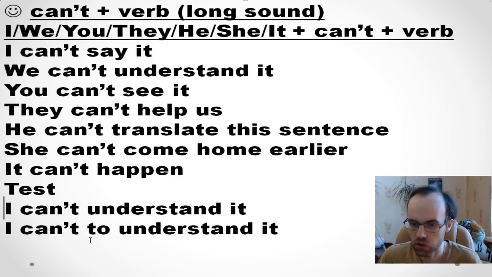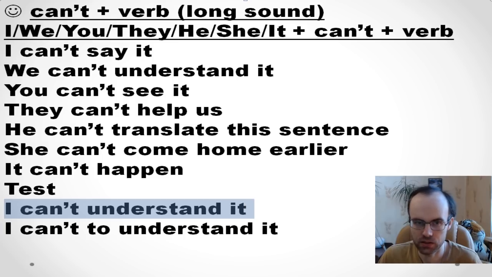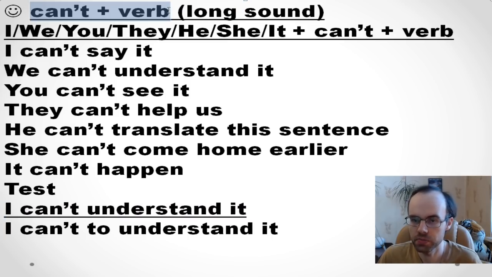With to or without to? We say I can't understand it. You see, without to, I can't understand it. Okay. Can't plus verb, long sound. I, we, you, they, he, she, it, plus can't plus verb.